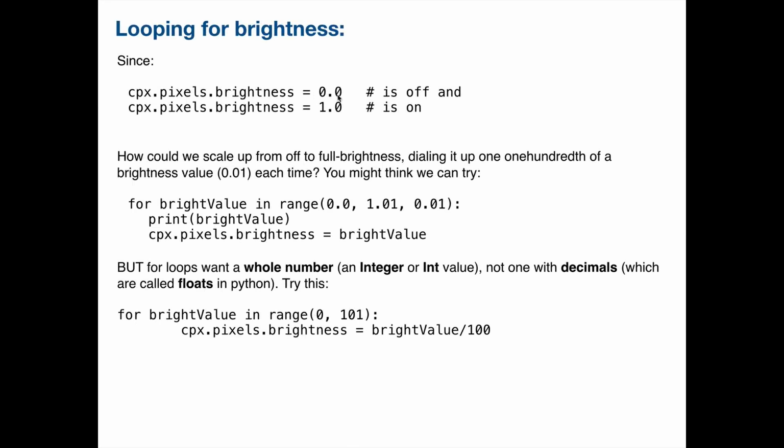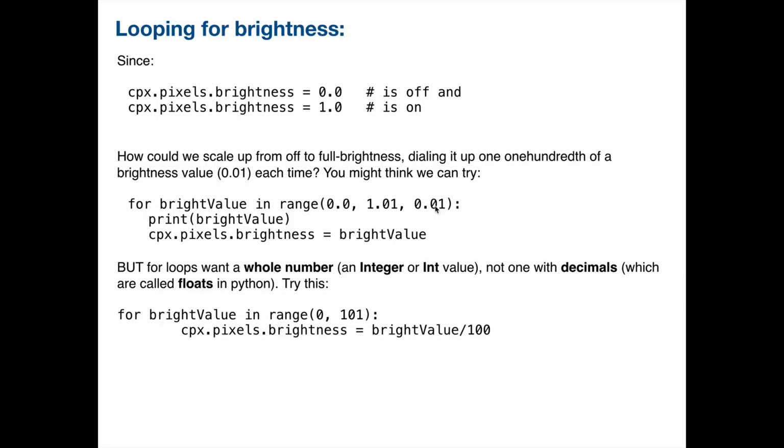So if we want to go again from 0 to 1, and we want to go up by 1/100th, 0 is off and 1 is full brightness. Maybe we could do for bright value in range 0.0 comma 1.01, so up to but not including 1.01, and we want to use our step as 0.01. So that sounds like that would be great and that should work.